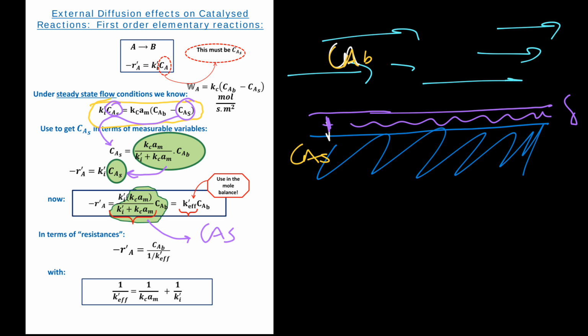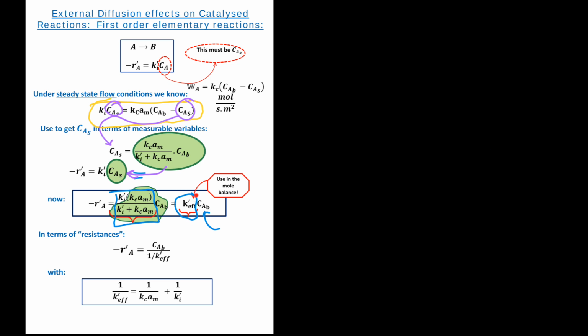And now I separate, once again, everything that looks like a k value from everything that looks like a concentration value. And I can see that I can make up a new group of terms. I can group all my rate parameters together and say, all right, I've got a modified rate constant that I can multiply with Ca bulk, and that will also give me this surface concentration rate. And we call this rate constant our effective rate constant.